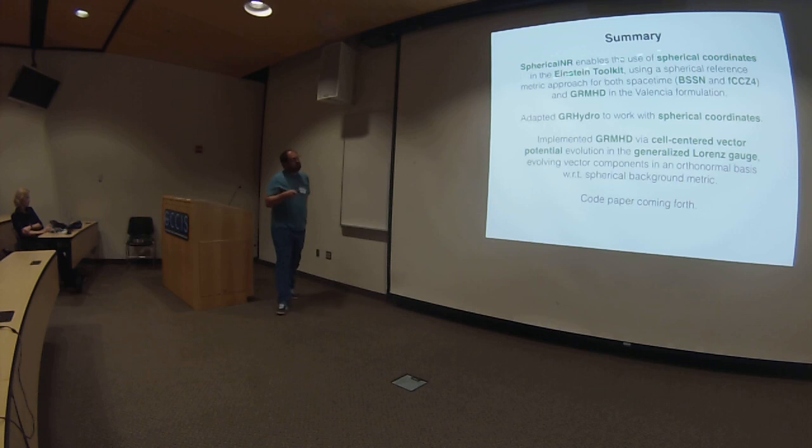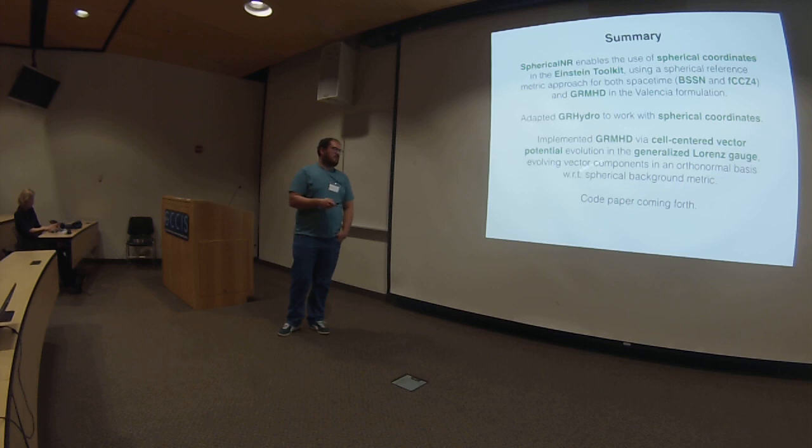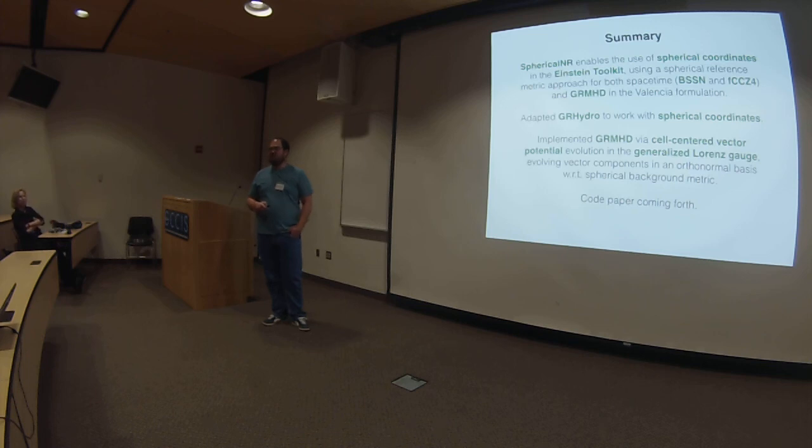So as a summary, SphericalNR, which is the framework, enables the use of spherical coordinates in the Einstein Toolkit using a spherical reference metric approach for the space-time, and here we have the BSSN and CCZ4 formulations, and GRMHD in the Valencia formulation. We've adapted GRHydro to work with spherical coordinates and implemented GRMHD via cell-centered vector potential evolution in the generalized Lorenz gauge. The vector components of the vector potential and all the other vector components are evolved on an orthonormal basis with respect to the spherical background metric. And once the last glitches with the atmosphere, which is always the most horrible thing for everyone, are sorted out, there will be a code paper.